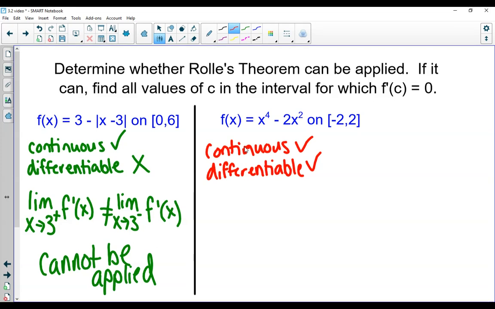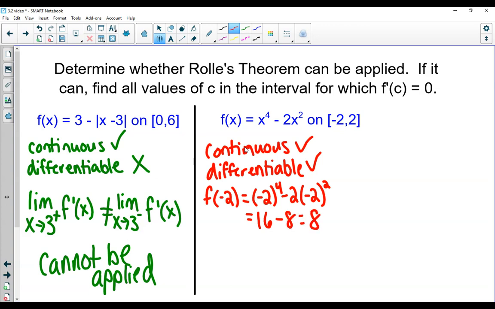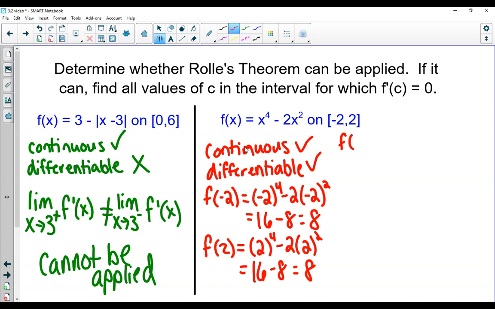Then what we want to do is see if we have a horizontal secant line. So f of -2 would be -2 to the 4th minus 2 times -2 squared, and that would be 16 minus 8, which is 8. And then we could find f of 2 and get 2 to the 4th minus 2 times 2 squared, which is again 16 minus 8, which is 8. So we have continuous, we have differentiable, and we have f of -2 equals f of 2.